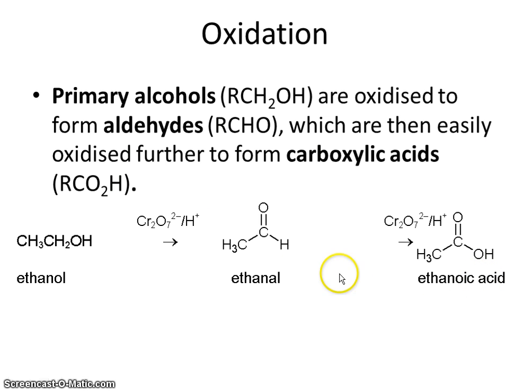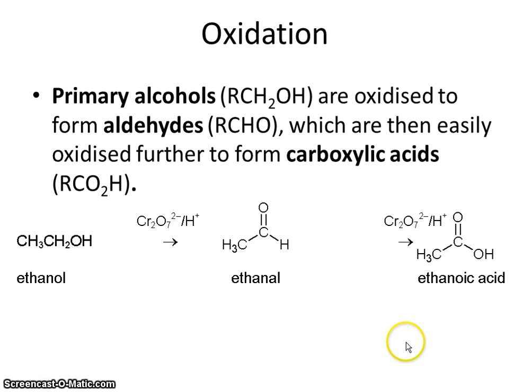Okay? Because potassium dichromate and potassium permanganate are known as strong oxidizing agents, this will generally go straight through to ethanoic acid. It will pass through the ethanal stage, but it goes so quickly that you can't even tell. Okay? This is true for all primary alcohols.